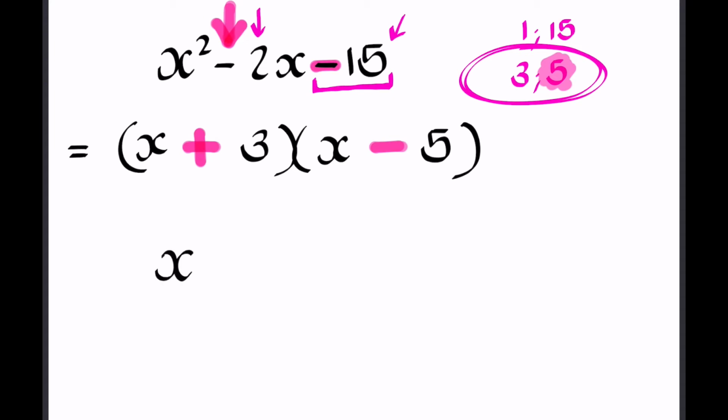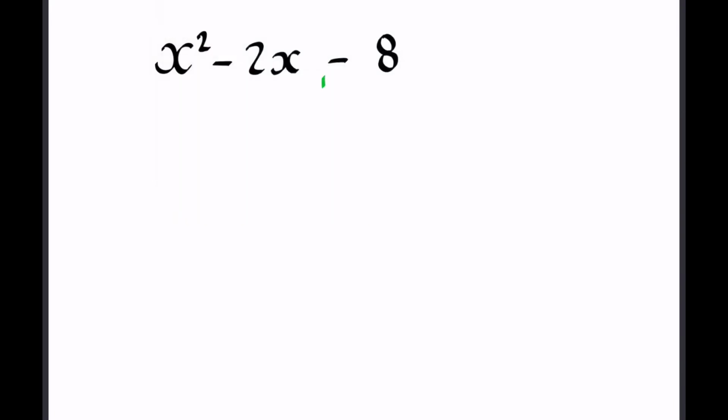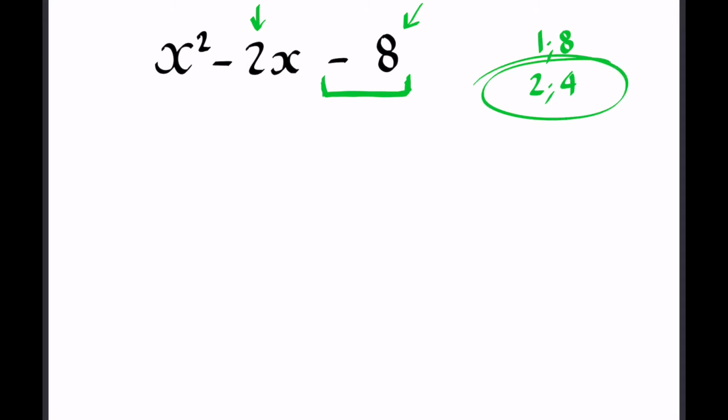Last example, if I have x squared minus 2x minus 8, I look at my third term. My third term is negative, so that tells me two things. It tells me that the signs are going to be different, and that I'm subtracting the factors of 8 to give me my middle term of 2. What are the factors of 8? 1 and 8, and 2 and 4. So which of those factors when subtracted from each other will give me 2? That's 2 and 4. So I'll put my two brackets.